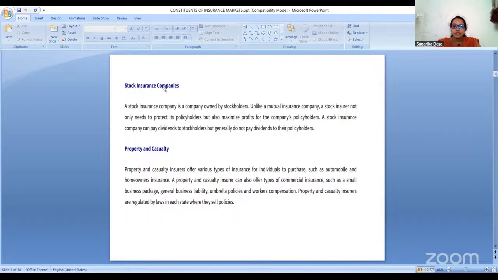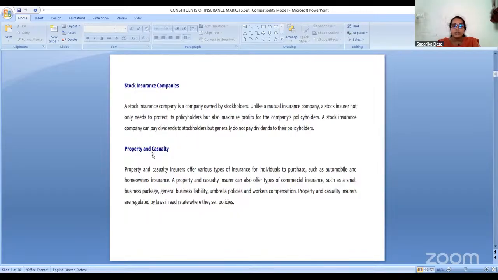Now, in case of stock insurance, when we compare with the other sectors of insurance, like health insurance or mutual insurance companies, stock insurance companies have two main objectives. The first objective is, because it is insurance, they have to protect the policyholders. Along with protecting the policyholders, they also have to maximize the profits of the company. A stock insurance company can pay dividends to stockholders, but generally does not pay dividends to its policyholders. So payment of dividends to stockholders is possible, whereas dividends to policyholders are not possible in stock insurance companies.